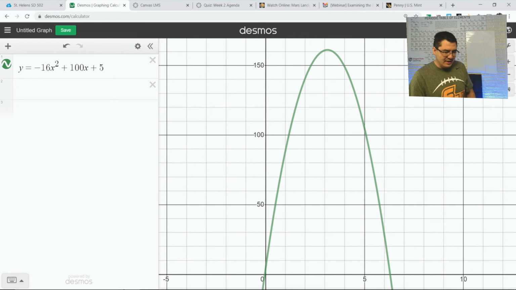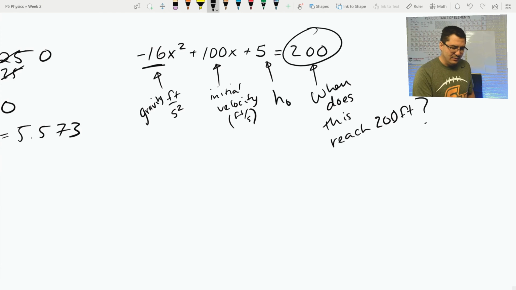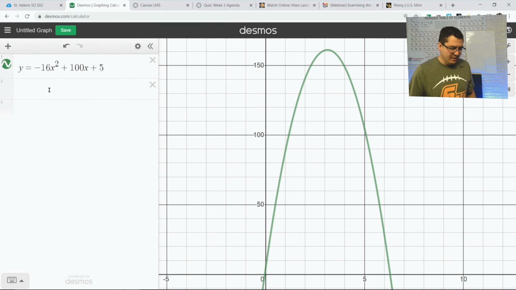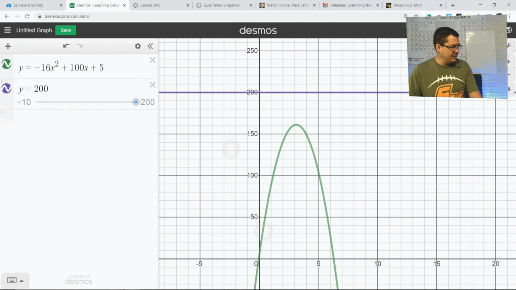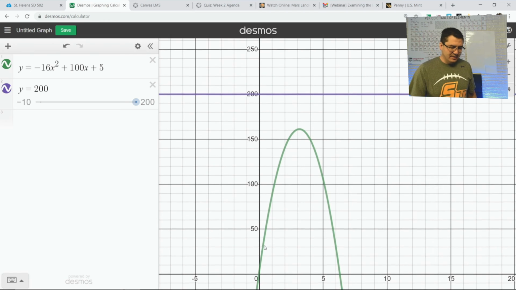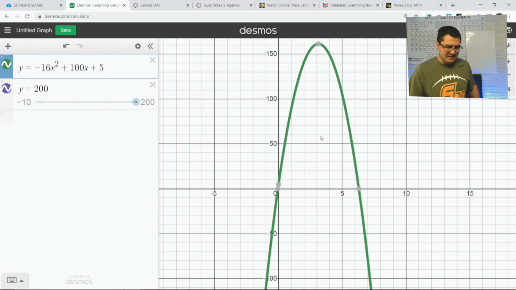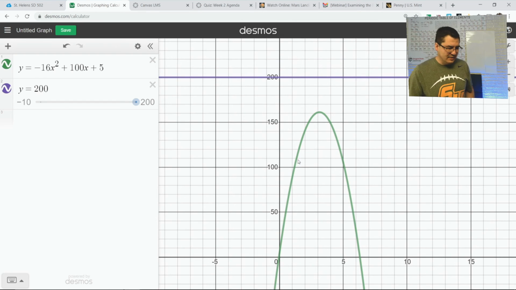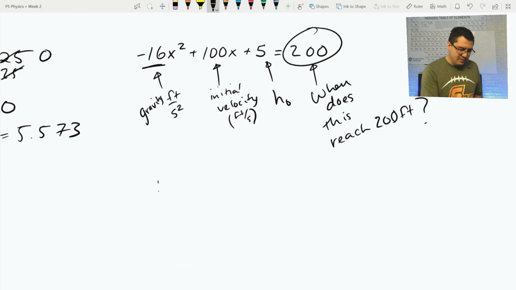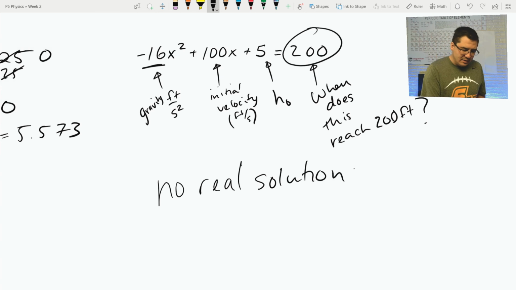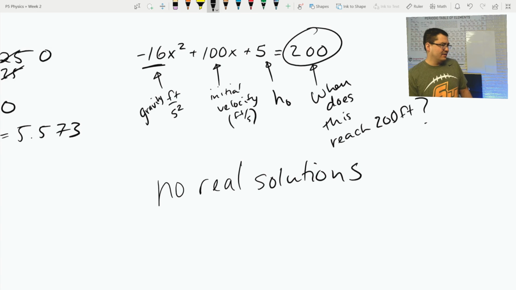So you're like, okay, where does that quadratic cross 0? But you've got to remember, I'm not asking where it's at 0 elevation. The question was, where does it equal 200 feet? So I can graph a second line, y equals 200 feet. That would be the purple line. And you can quickly tell graphically this thing does not cross 200. So there are no real solutions to this quadratic. Okay, there's nowhere that the function on the left equals 200, right?